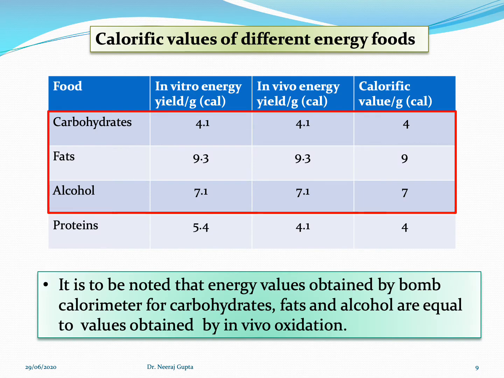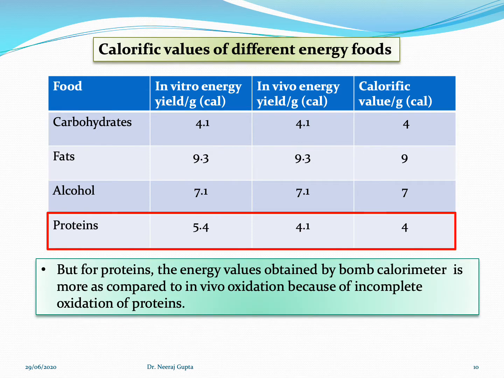This table shows the calorific value of different foods. For carbohydrate it is 4 calories per gram, for fats it is 9 calories, and for alcohol it is 7 calories per gram. It is to be noted that the energy values obtained by bomb calorimeter for carbohydrates, fats and alcohol are approximately equal to the values obtained by in vivo oxidation. But for proteins, this is not true. The energy value obtained by bomb calorimeter is more compared to in vivo oxidation, and this is because of incomplete oxidation of proteins.